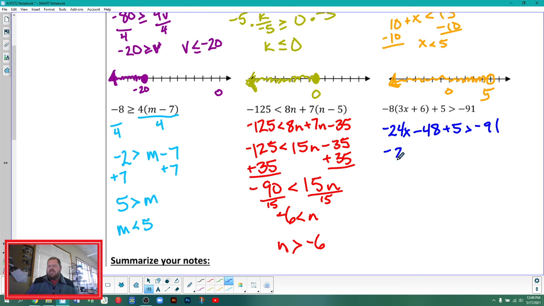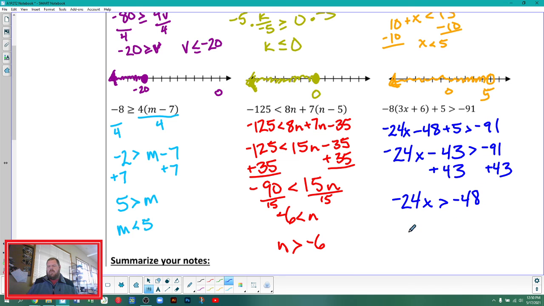So here I get negative 24x minus 43 and is greater than negative 91. We'll go ahead and add 43 to both sides. And with any amount of luck, that's going to turn into something nice. Yeah, I think it does, negative 48. So negative 24x is greater than negative 48.